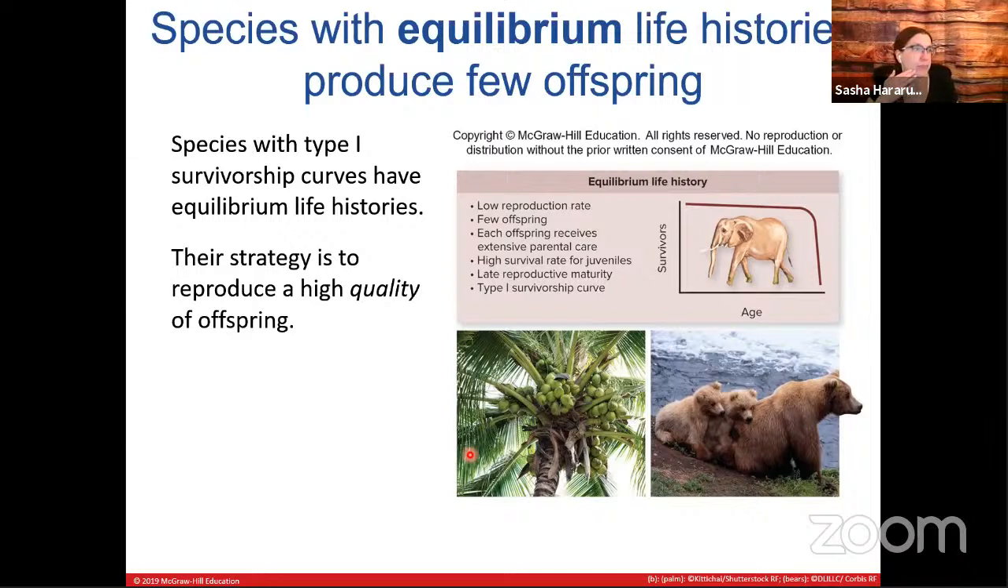successful in surviving. I see the question from Joshua: would turtles fall into equilibrium or opportunistic? Good question, Joshua. So turtles, they lay a lot of eggs, and they do not take care of their young. So lots of baby turtles hatch from the eggs, but not many survive. So I would put it into opportunistic life strategy, because turtles do not take care of their young. They kind of leave it up to chance for the baby turtles to survive. Yeah, and very few of them do, actually.